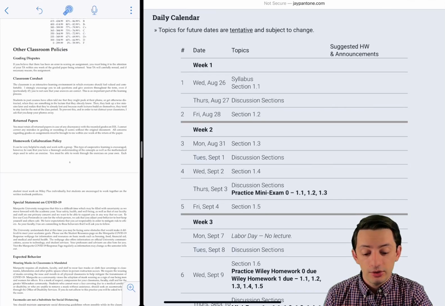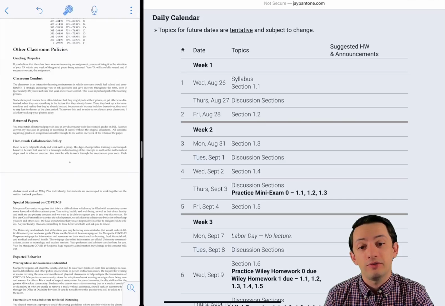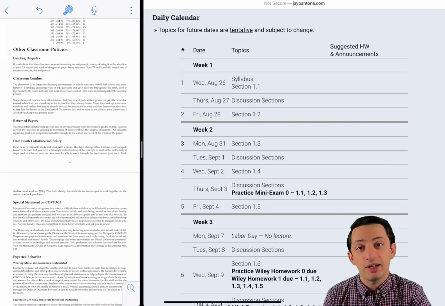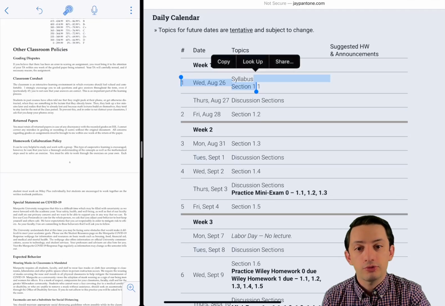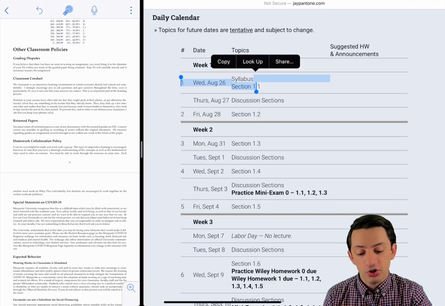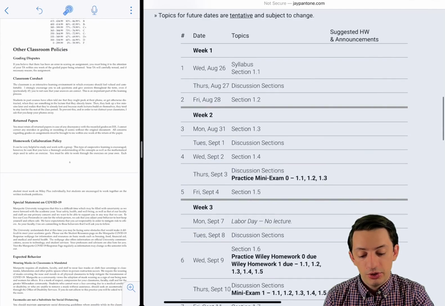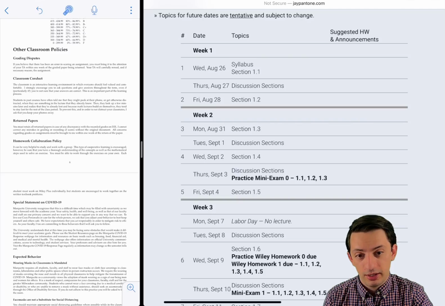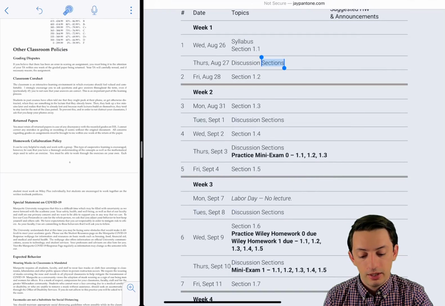So this is going to tell you for each day what sections of the textbook and what videos you should be watching. So for example, Wednesday, August 26th, maybe I can highlight this. On this first row here, you'll see section 1.1. That is functions and change. So if you go there, you can watch the videos on it. You'll see Thursday, you have a discussion right here. And then Friday, you have another lecture and some videos that will be there.